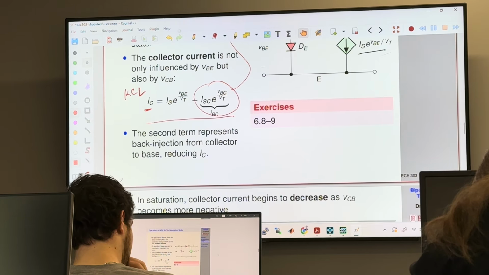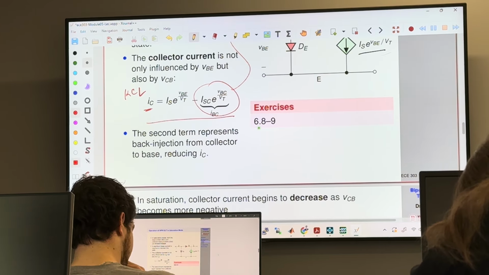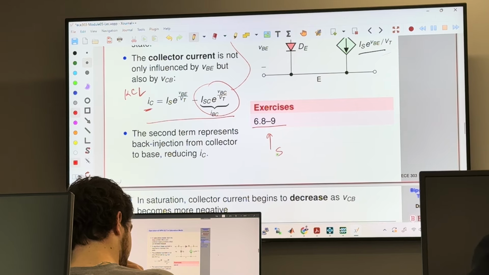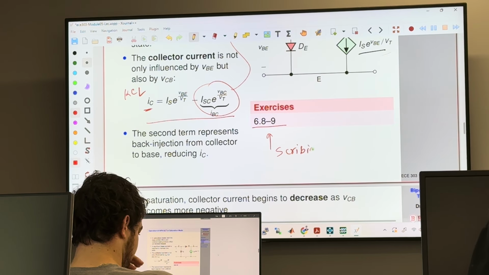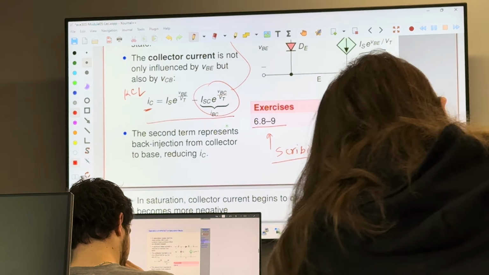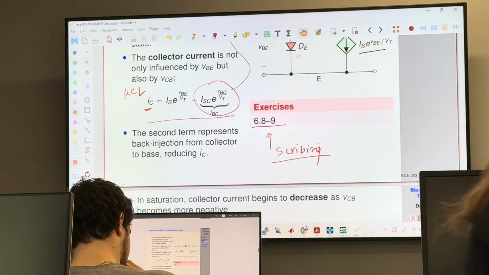So make sure you go through this exercise, guys. Two exercises from the textbook. Include them in the scribing. I think this is the last scribing. Make sure you include this in your scribing.